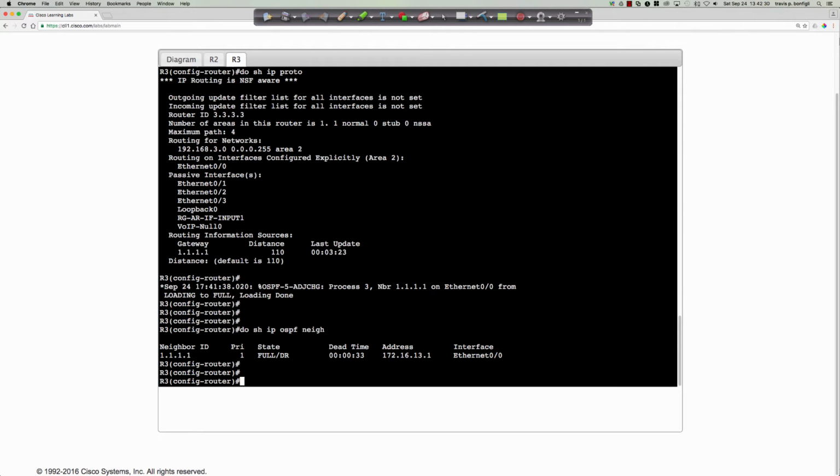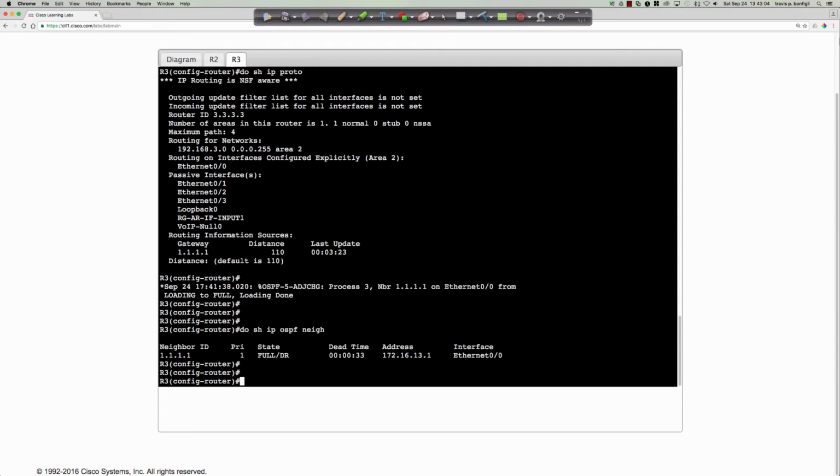And there are two types. We've got the broadcast type and then the non-broadcast type, where we're going to have a DR BDR election, right? So when we look at the other types, so point-to-point, there is not going to be a DR BDR election. If we look at the point-to-multipoint, there is not going to be a DR BDR election. And so we'll cover those in more depth as we go along.